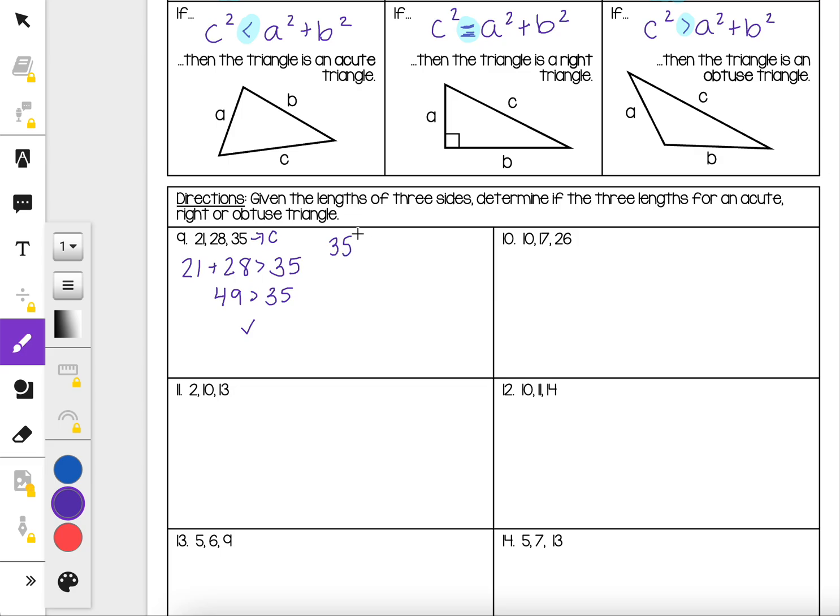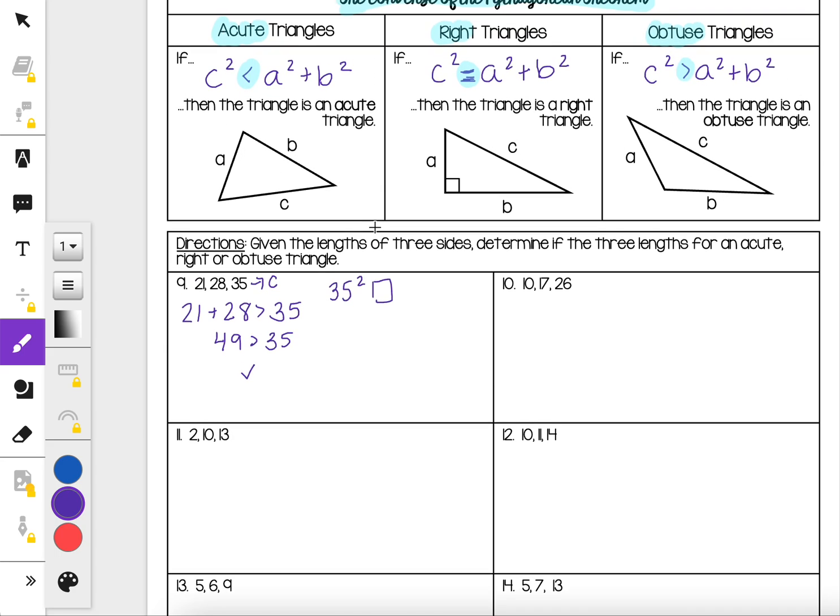So 35 squared. I'm going to put a box or a circle there because I don't know what symbol is going to go there. I don't know if this is going to be a less than, an equal to, or a greater than symbol. 21 squared plus 28 squared. All right, these are pretty big, so you might want to plug them into a calculator. So I have 1,225. 21 squared is going to be 441, plus 28 squared is 784.